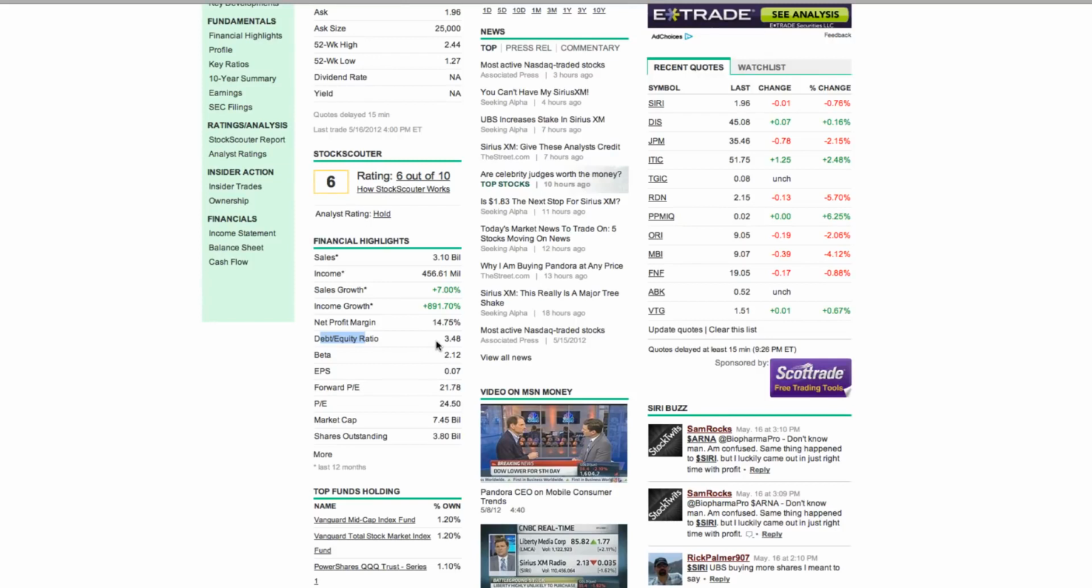And the debt to equity ratio for Sirius XM radio is 3.48. Now that number is extremely high. And the easiest way to really understand the ratio is $3.48 of debt for every $1 of equity in the business. And that's how you've got to say it. Just say whatever the ratio is, and then it's always over $1 of equity.